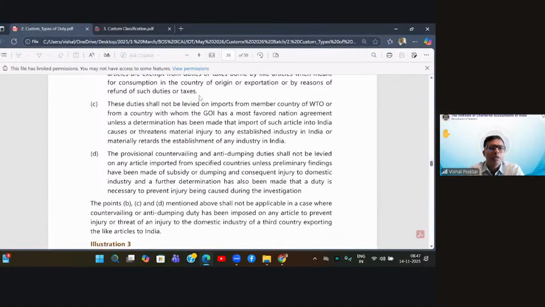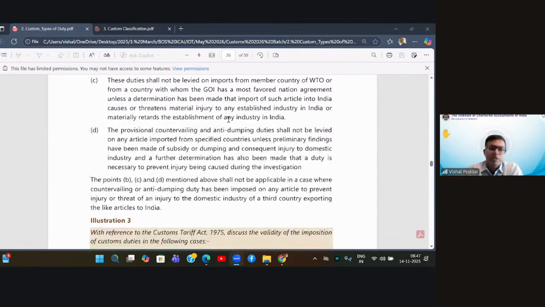Next restriction is these duties shall not be levied where the imports are happening from member countries. Which member countries? Who are members of the WTO, or those countries with whom the Government of India has signed the most favored nation agreement. So it should not happen that you are imposing these duties on imports from these countries.